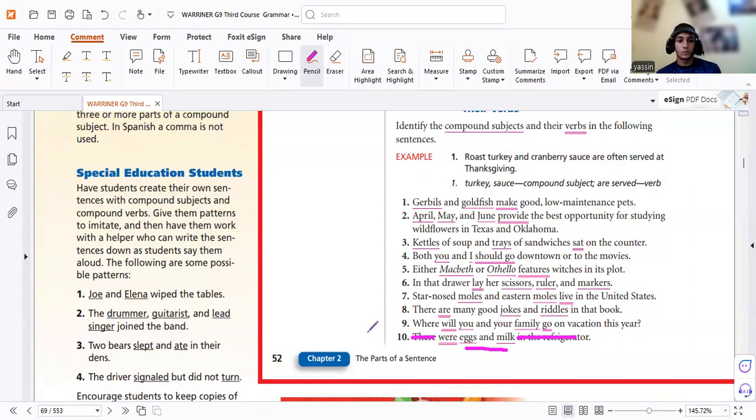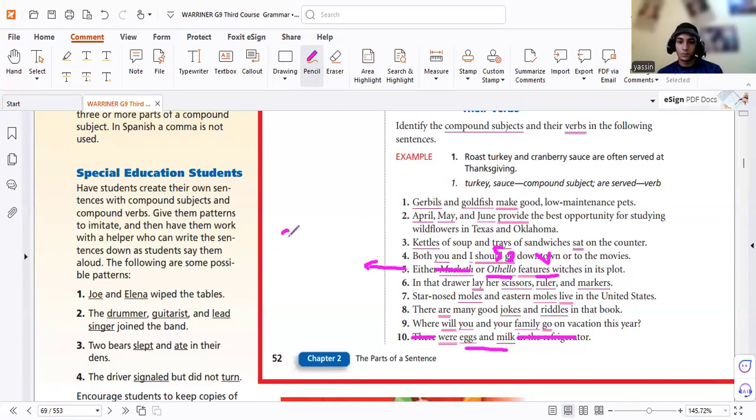But we have a problem. In number 5, either Macbeth or Othello features here, the verb is singular. It is singular. And why? Because we focus on the second subject, not the first subject. I don't care about the first. Here it's singular because the second subject is singular.